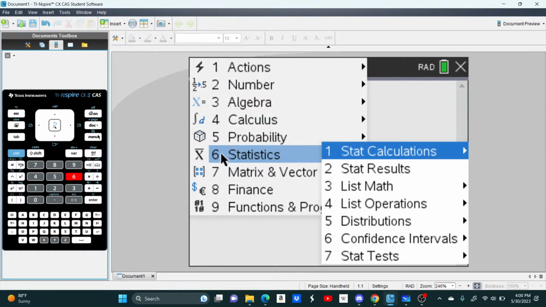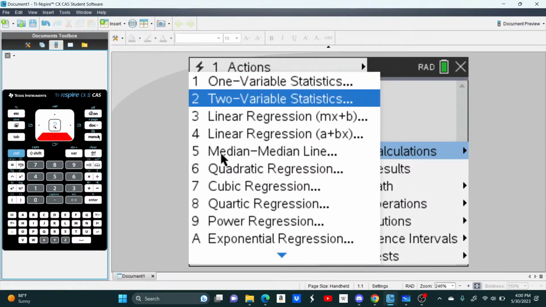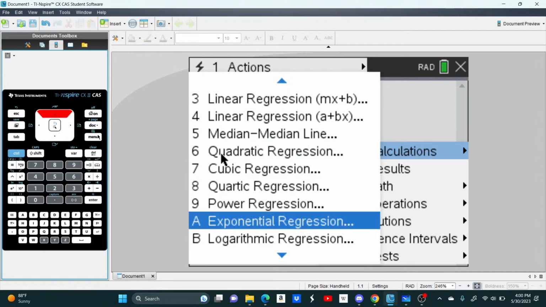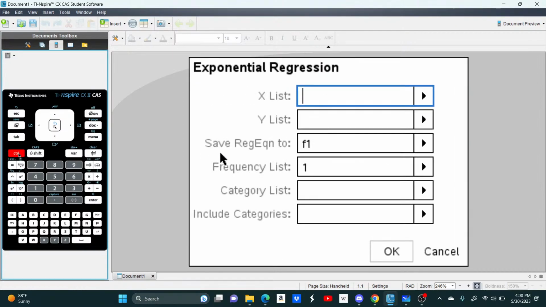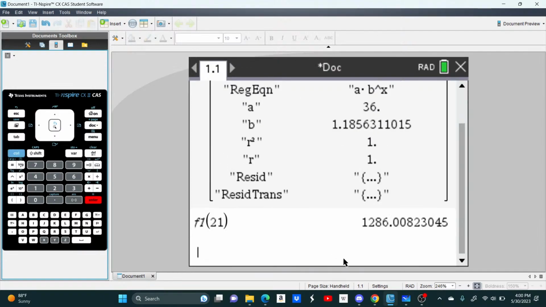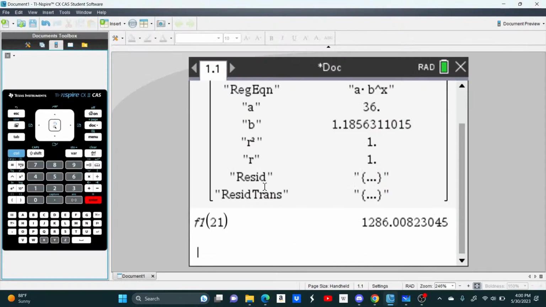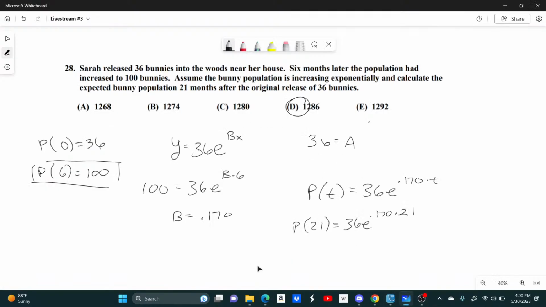So you go to your Inspire, you go to Statistics, Stat Calculations. This is where most people go for linear regression, but most people don't know that you actually have an exponential regression right here. My two time values were 0 and 6. My two population values were 36 and 100, right? And it says it saves to equation 1. So if I do f1 of 21, it gives me the same answer of 1,286. Yeah, same answer. Here you go.